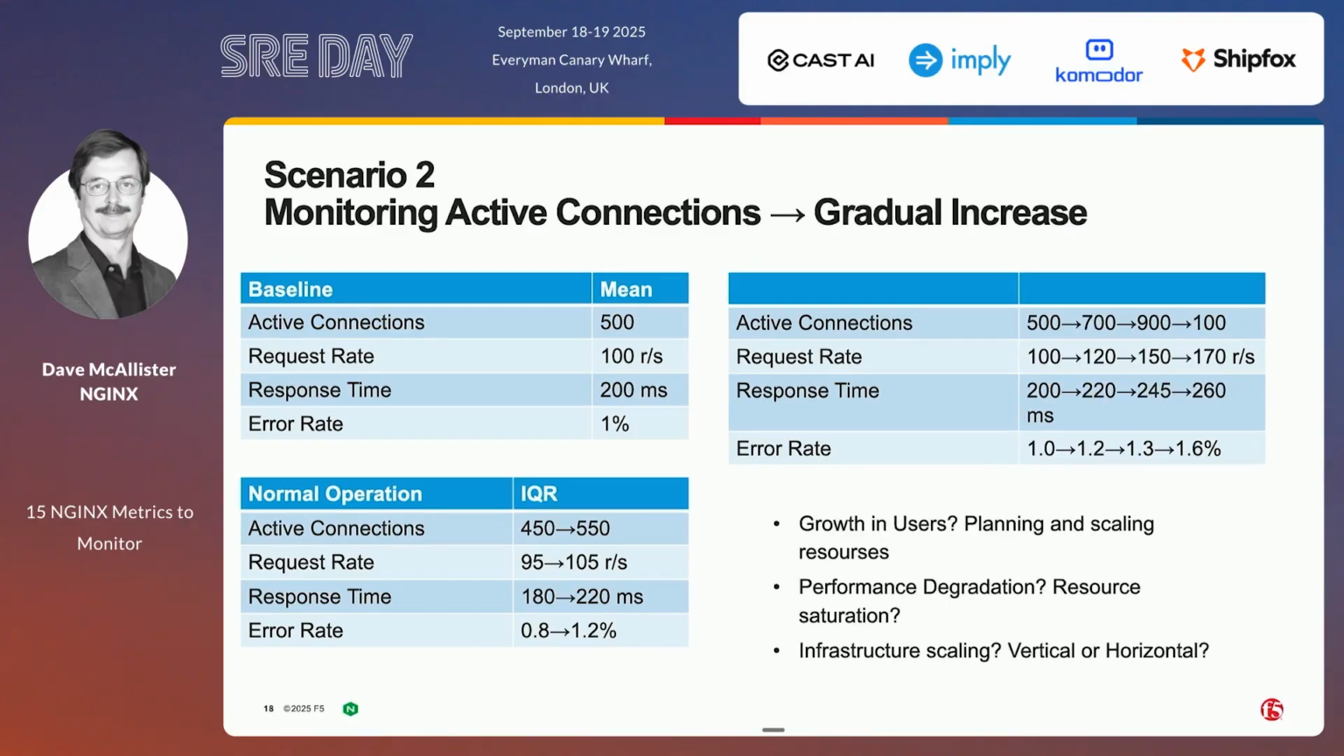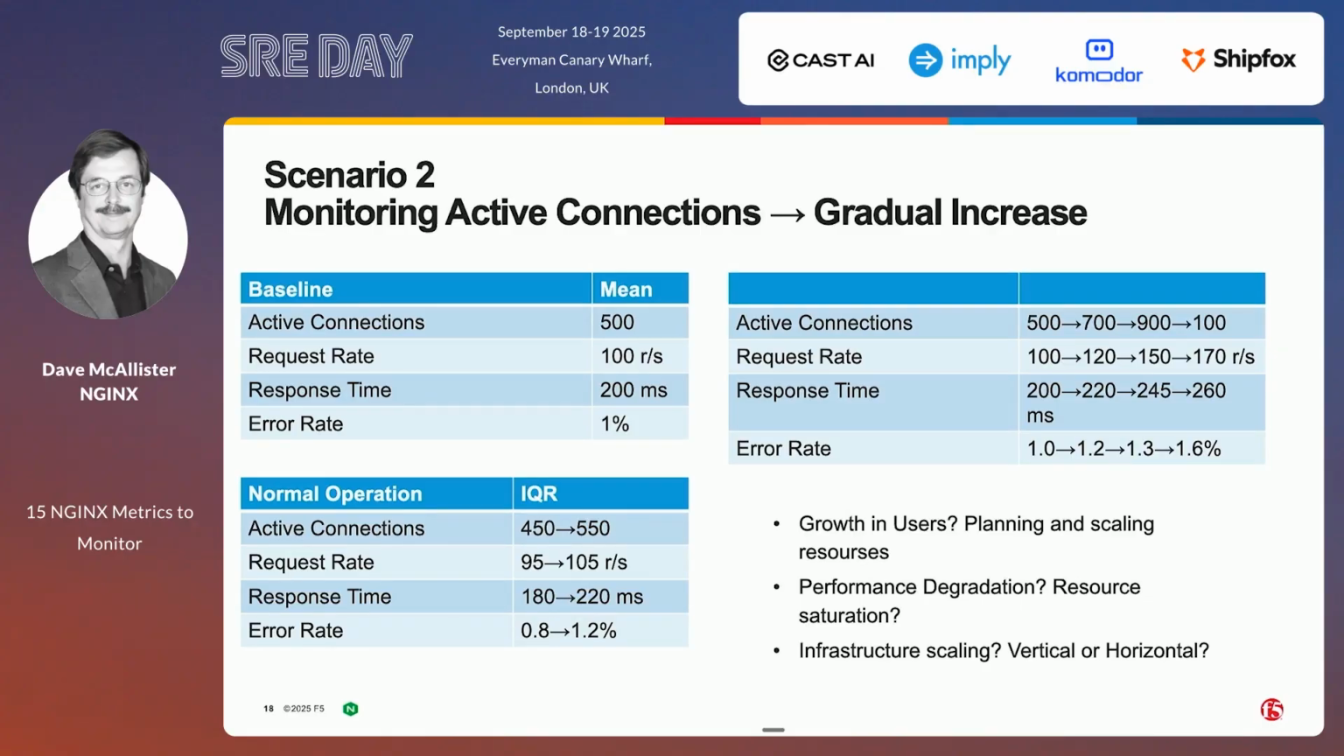Now, let's take the exact same thing and say that we're looking at active connections and we're doing a gradual increase. Things are sloping up, but slowly. And so your active connections means around 500. But over time, we're seeing 500 to 700 to 900 to 1,000. We're seeing request times float up. We're seeing response times float up inside of here. We're also seeing error rates float up at the same point in time for this.